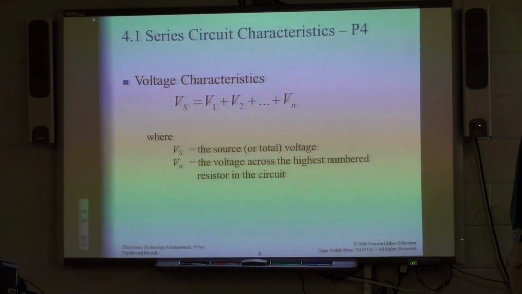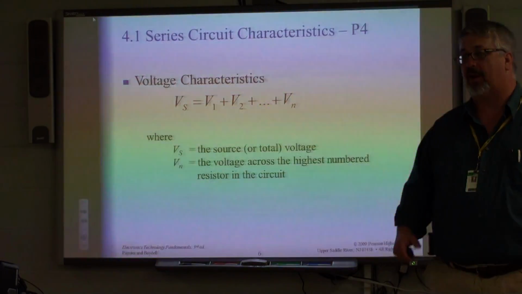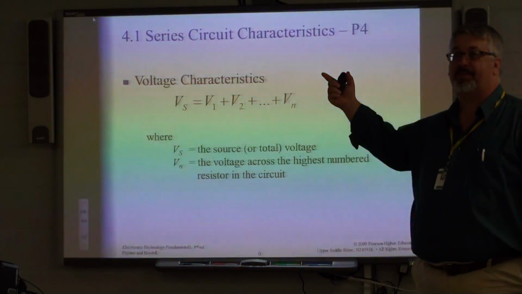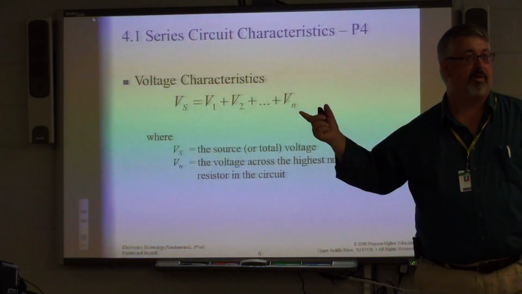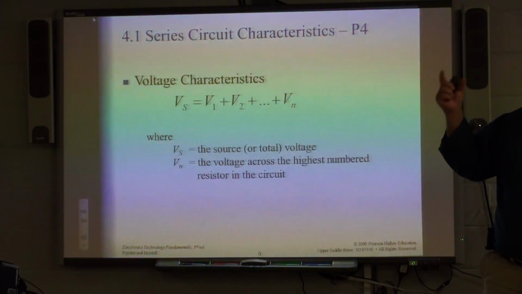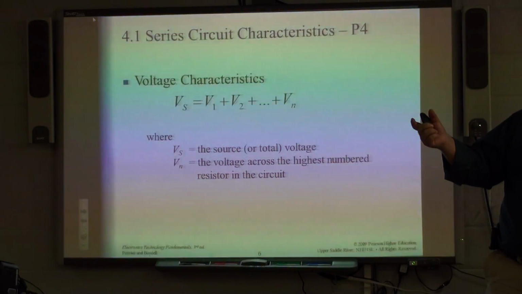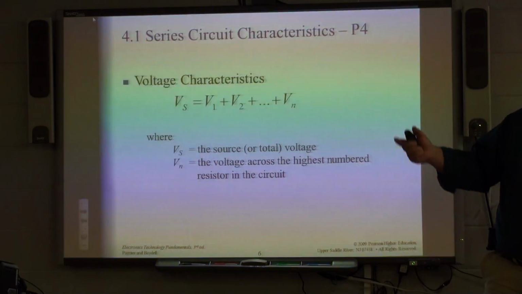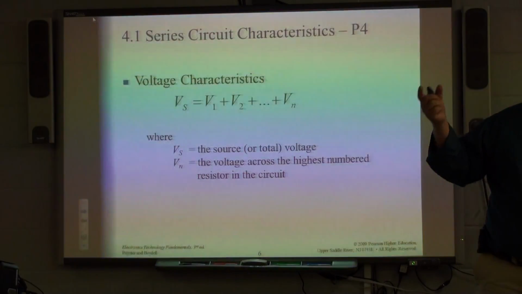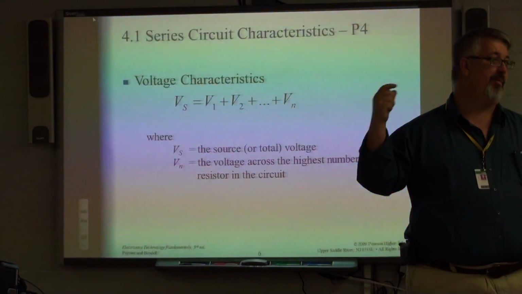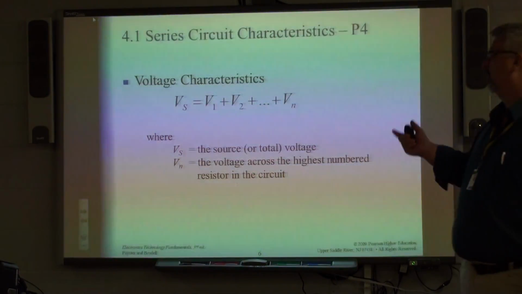Voltage. If we have more than one resistor, i.e. more than one load, then the sum of the drops is going to equal the applied voltage. These are rules that always apply to series circuits. We add up the voltage drops, they're all equal to source voltage. We open that circuit anywhere and put an ammeter in there, we're going to measure the same current no matter where.